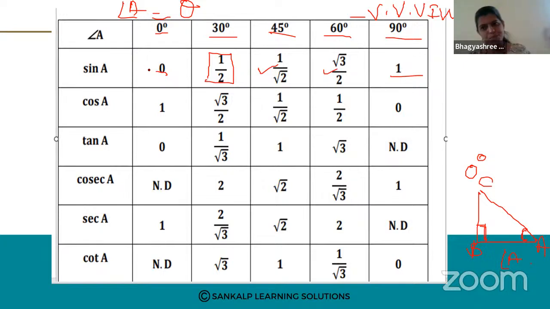Yes, everything starts from 0 to 90. But at 0 degree, sin 0 is 0, sin 90 is 1. So the values between 0 and 1 come at 30, 45 and 60 degrees. So sin 0 to 90: sin 0 is 0, sin 90 is 1.